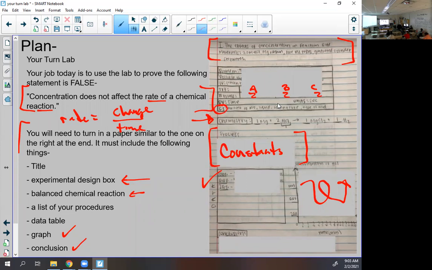Okay, this is 100% up to you from now on. I would visit with your lab partner, come up with a plan, and then execute that plan. Okay, have fun.